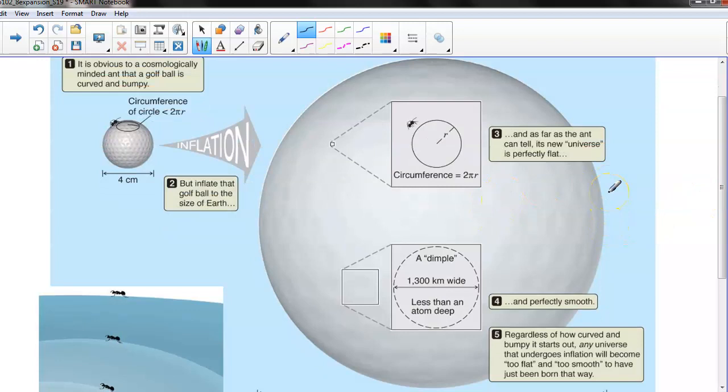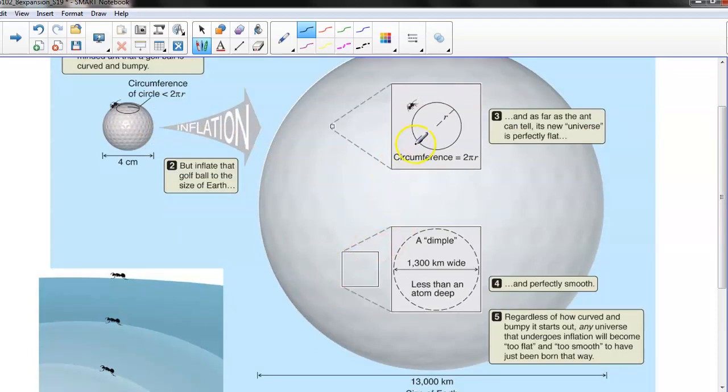We got our friend the ant again, nice and small. We put the ant on a golf ball. When the ant's on a golf ball, it can feel all the bumps and wiggles. It can notice that it's on a curved surface and that it's not a flat surface, right? But we inflate the golf ball to ginormous size, right? Here, we have made this golf ball Earth size.